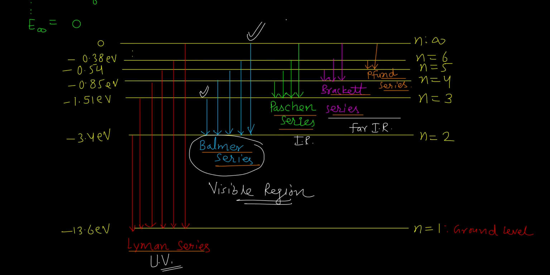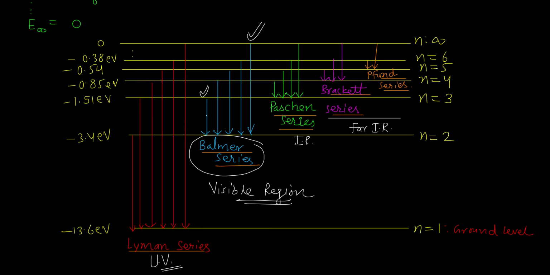So if you are told to find the lowest energy wavelength of the Balmer series, that means they are talking about this line. If they are talking about the highest energy line of the Balmer series, they are talking about this line.